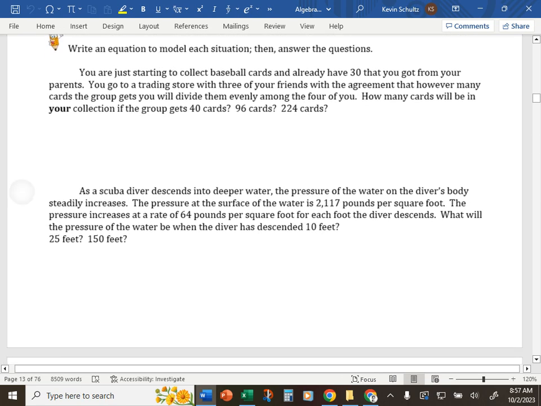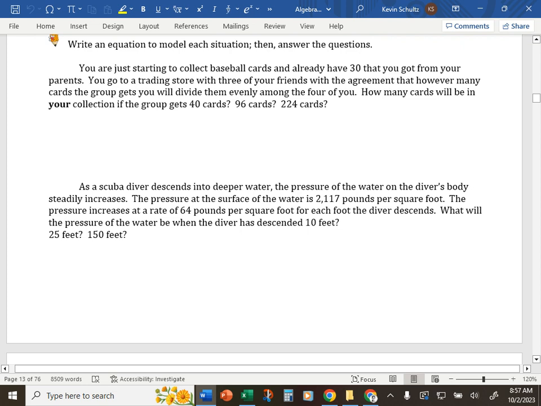Then word problems down at the bottom. Says you are just starting to collect baseball cards and already have 30 that you got from your parents. You go to a trading store with 3 of your friends with the agreement that however many cards the group gets, you'll divide them evenly among the 4 of you. There's a key word. Divide them evenly among the 4 of you. How many cards will be in your collection if the group gets 40 cards, 96 cards, 224 cards?